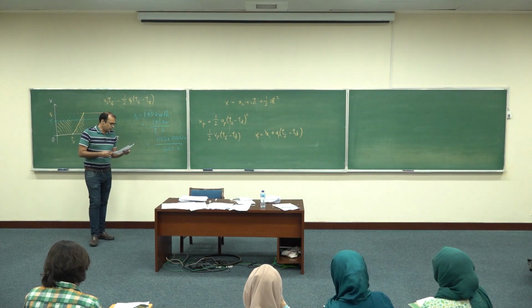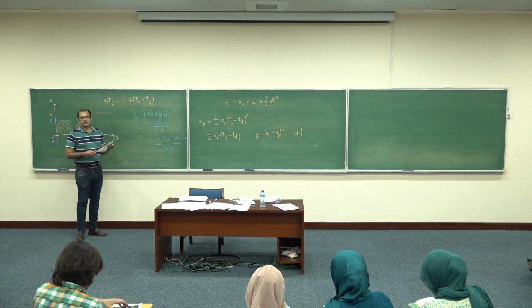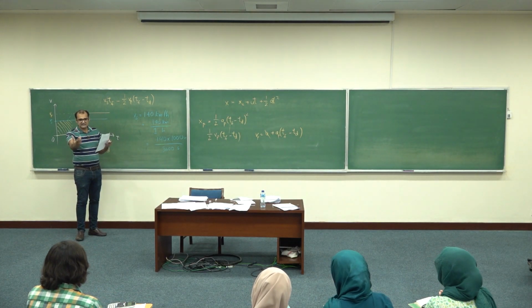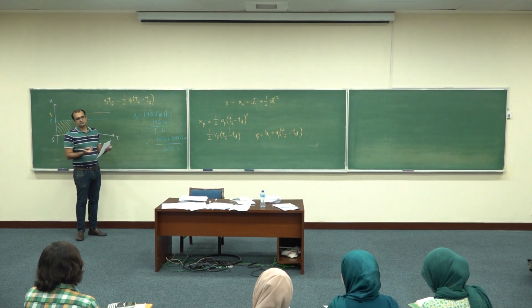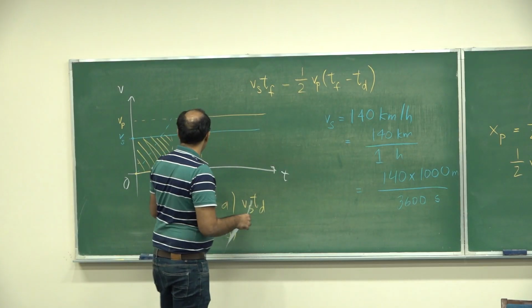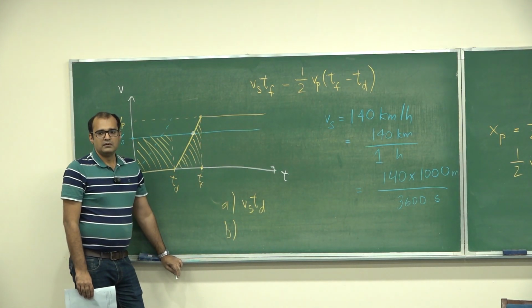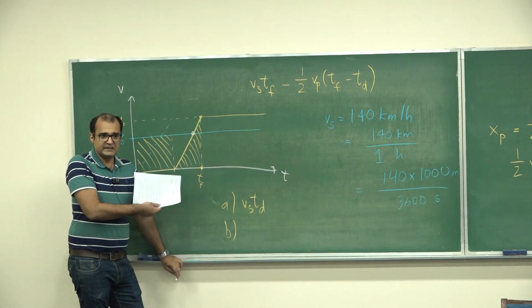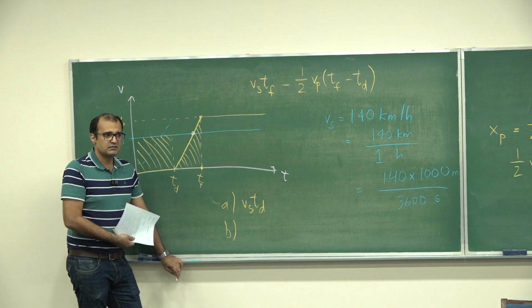Part C. How long does a police cruiser take to catch the speeder? When the policeman catches the speeder, the value of x for both objects is the same. There's a very, very common mistake that people make. They say, okay, let's find out this time. This is some value of time, but at this instant of time, the speeds are the same, not the positions.